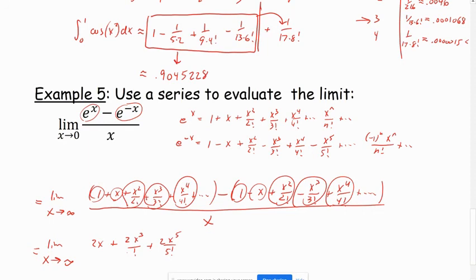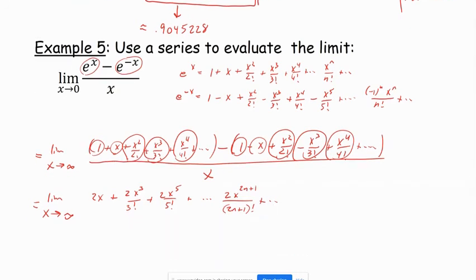So what we see is the even powered terms are all subtracting away and becoming 0. The odd powered terms are doubling up. And so in general, this is going to be 2x to the 2n plus 1 over 2n plus 1 factorial. So we use 2n plus 1 because that'll create any odd power starting with n equals 0 to get the first term that we have. And now that's all divided by x.